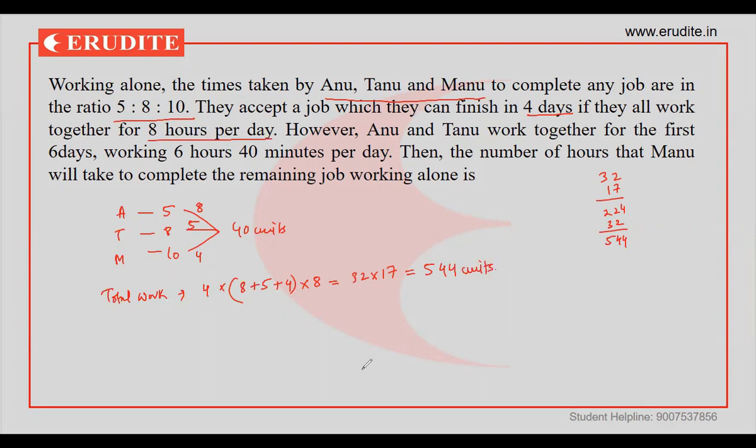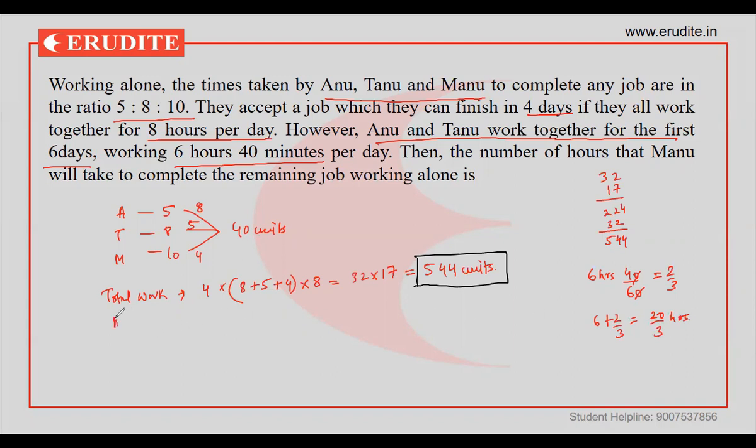Right, it is a total work done. Total work is there. Now they're saying that if Anu and Tanu worked alone for the first 6 days, working 6 hours 40 minutes. So 6 hours is as it is, and 40 minutes if I convert it to hours is 2 by 3. So it is 6 hours plus 2 by 3, that is nothing but 20 by 3 hours.